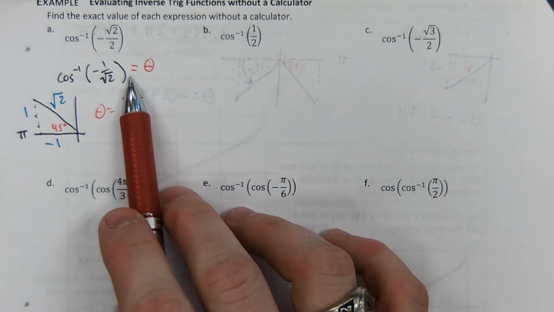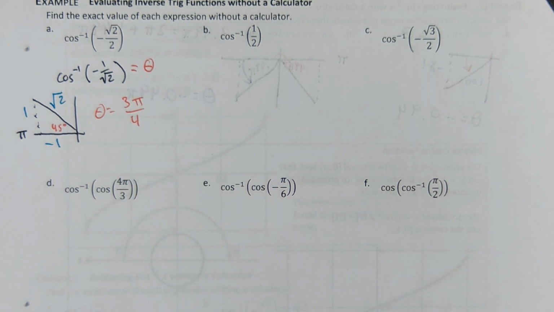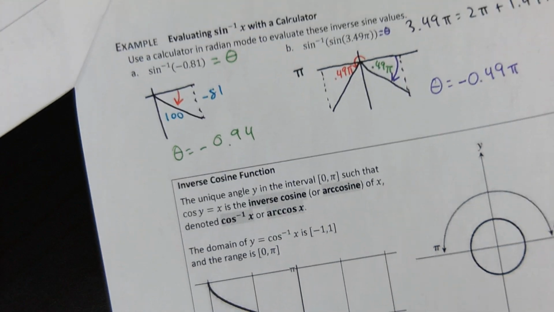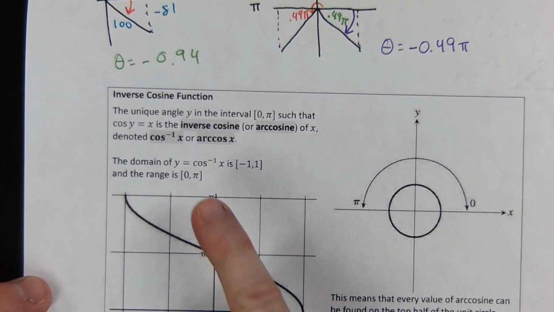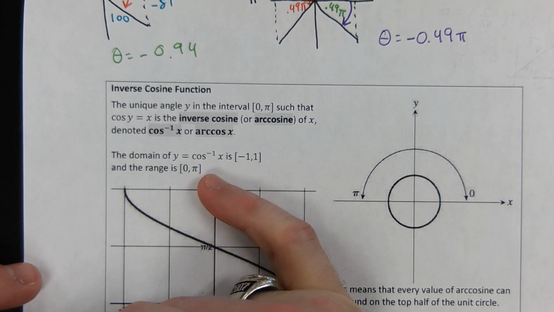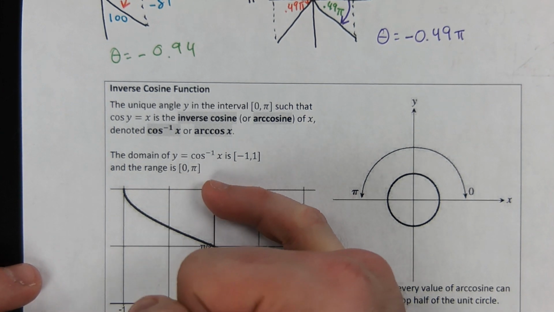No, the angle, remember, cosine inverse is going to be quadrants 1 or 2. So no negative angles for cosine inverse. Cosine inverse will never give you a negative answer because its range is from 0 to pi. So cosine inverse can never return a negative answer. Okay?